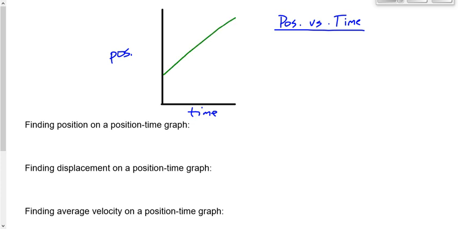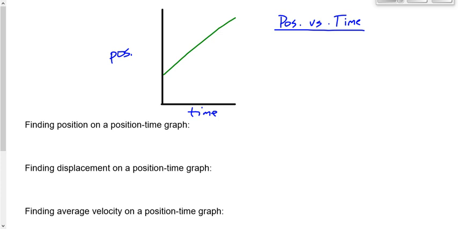You want to find the position on a position time graph? Well, I'll tell you what. It's the same as finding the velocity on a velocity time graph, or the same as finding the acceleration on an acceleration time graph, or the force on a force versus time graph, or momentum, whatever the heck that is, on a momentum time graph.